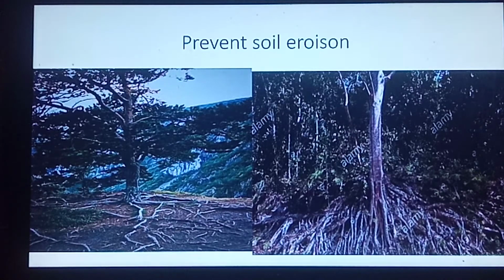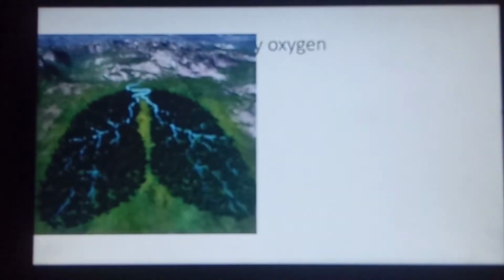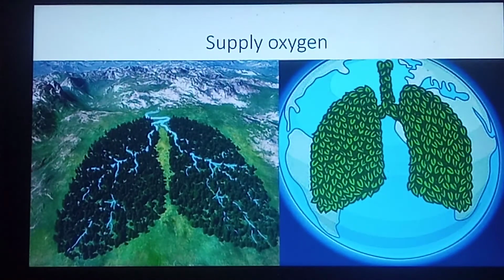Next thing is that they supply oxygen. Plants in the forest release oxygen during photosynthesis. This provides all animals, including us, with oxygen to breathe and helps to maintain the ratio of oxygen to carbon dioxide in the atmosphere. That is why forests are called green lungs.